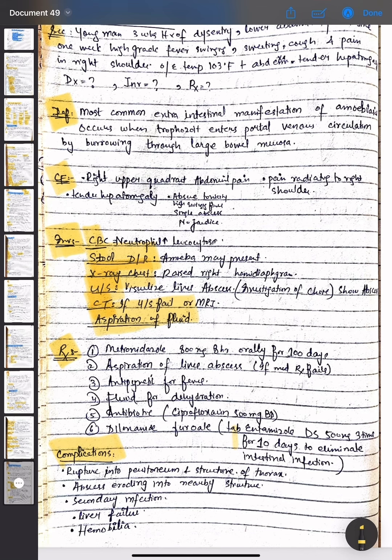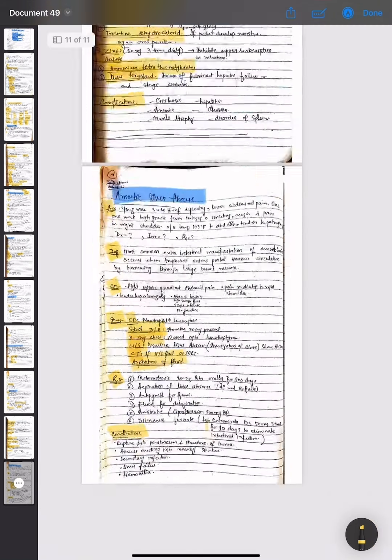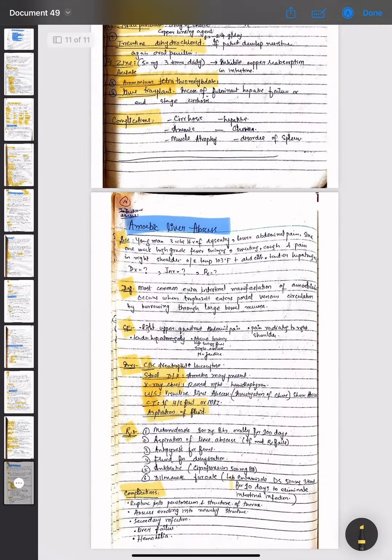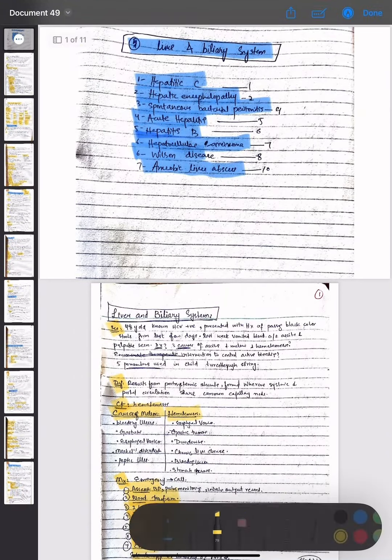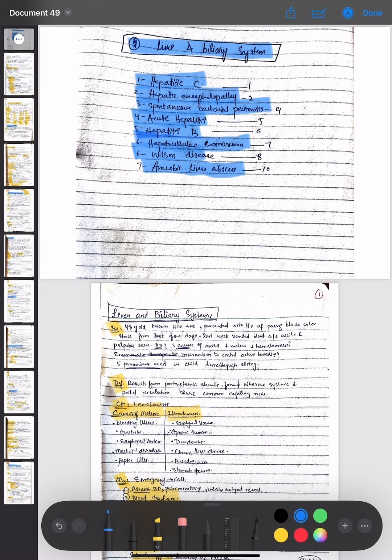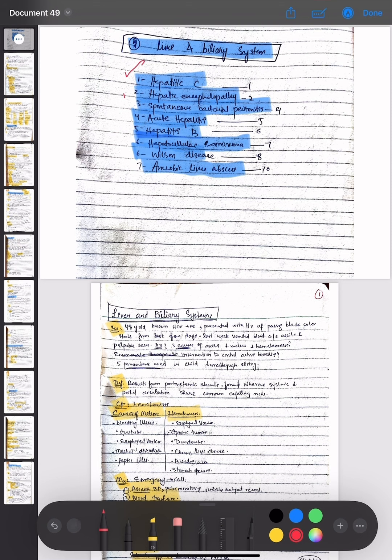So we have discussed the topic of amoebic liver abscess. We have discussed the hepatobiliary system. The following topics are covered in this video: hepatitis C, hepatic encephalopathy, spontaneous bacterial peritonitis, then acute hepatitis, hepatitis B, hepatocellular carcinoma, Wilson's disease, and amoebic liver abscess.